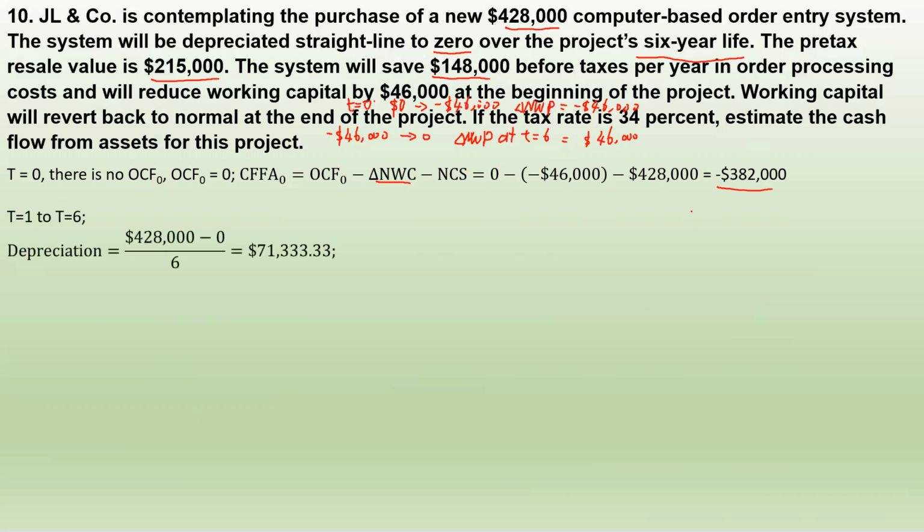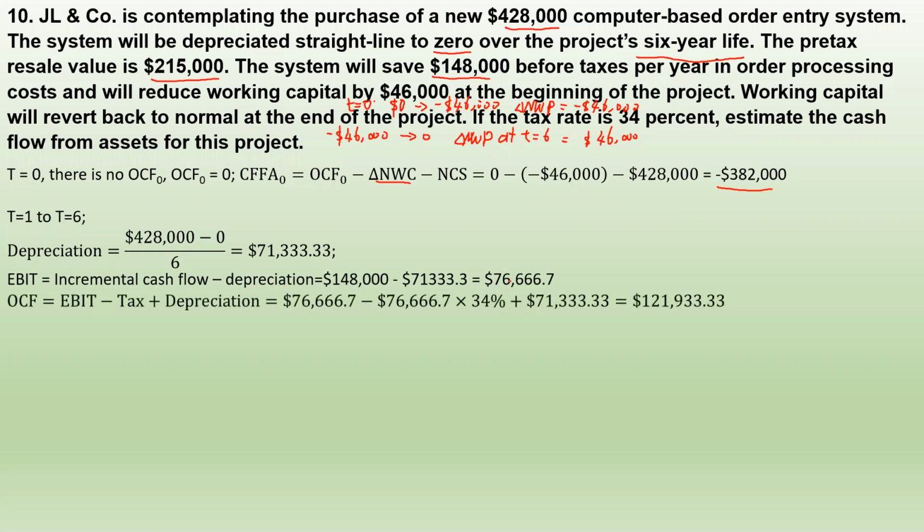For T equal to 1 to T equal to 6, depreciation. Earnings before interest and taxes will be the incremental cash flow minus the depreciation. It's 76,666.7. Operating cash flow is EBIT minus tax, add back depreciation. Tax is based on EBIT. So it's 121,933.33. So we found the operating cash flow for year 1 to year 6 is this number.